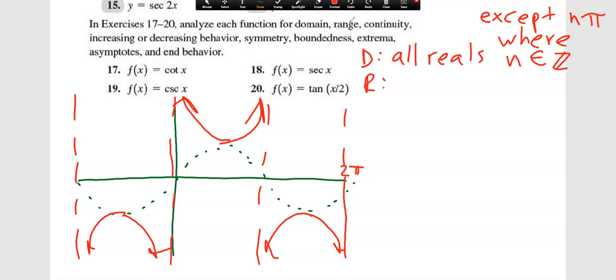Range, this is a split range. What is it? Negative infinity. Wow, that is a horrible looking parenthesis. I apologize to all parentheses on the planet. Negative infinity to what? To -1, bracket, union, +1 to infinity. Okay? So that's the range. It skips all that stuff between -1 and 1.